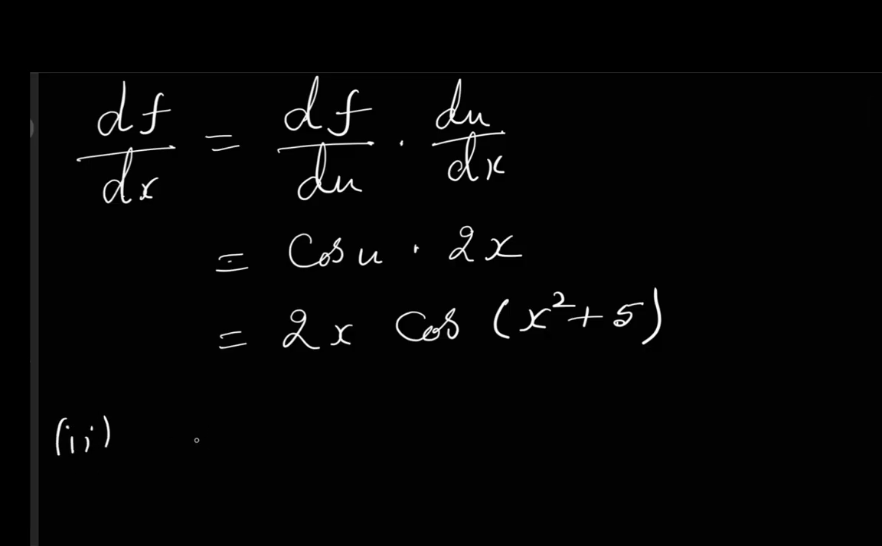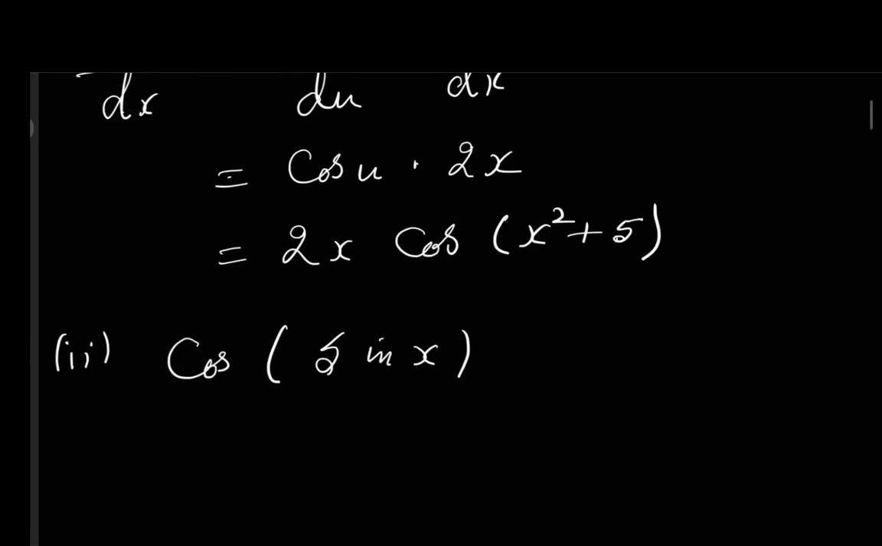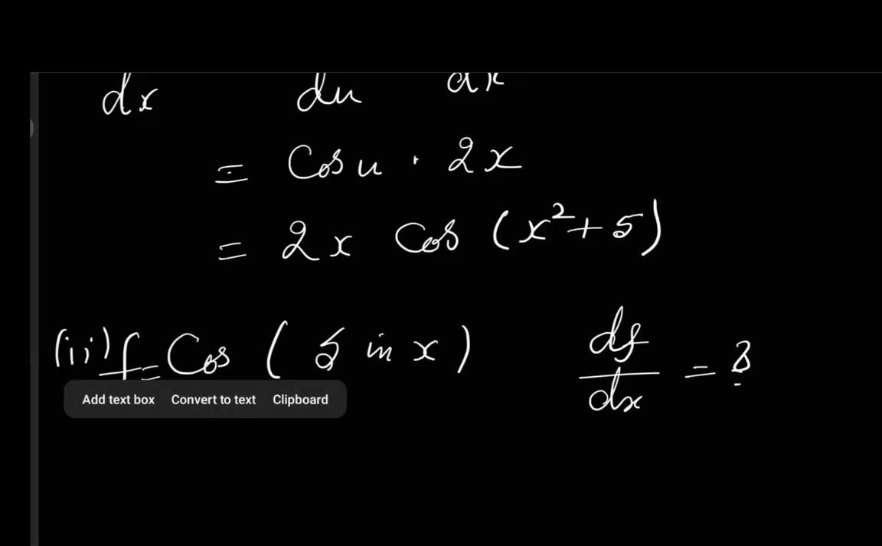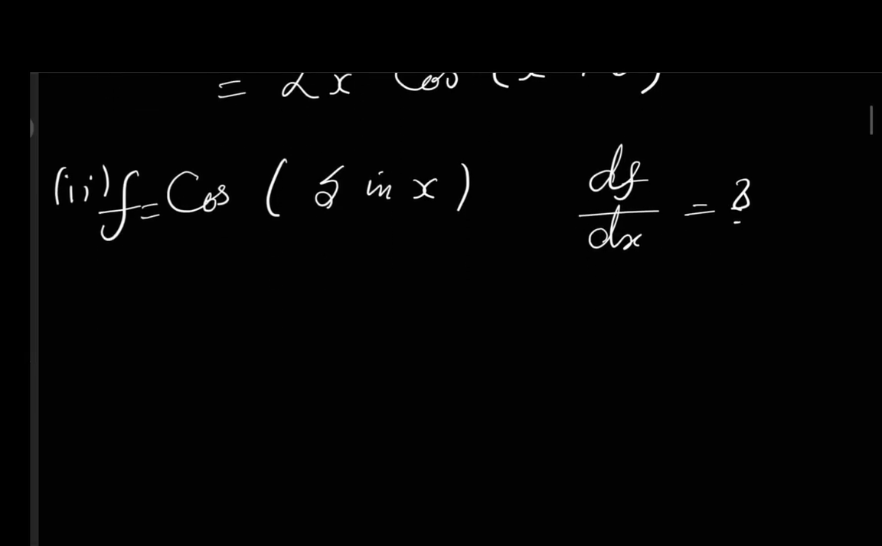Second sum, cos of sin x. This is your f. So you have to find what is df by dx. See again, it is function of function. Cos is one function, sin is another function here. So I have to make the substitution. So I take here sin x as u. u is equal to sin x.